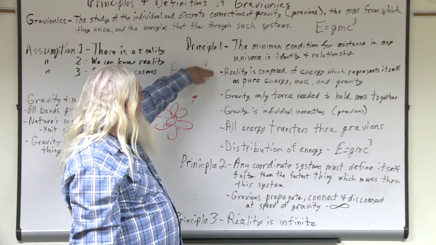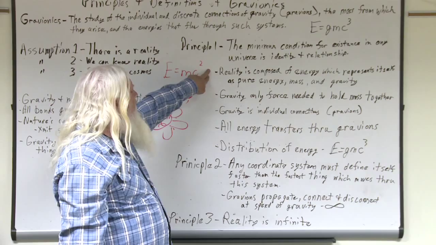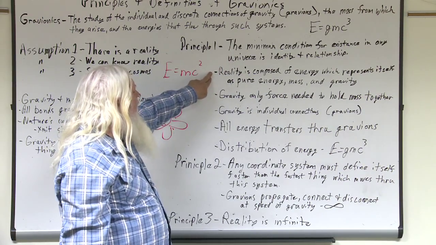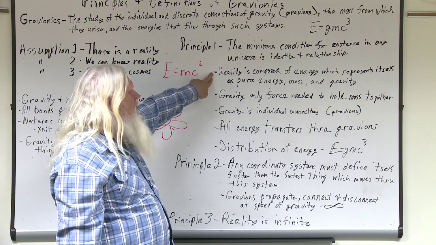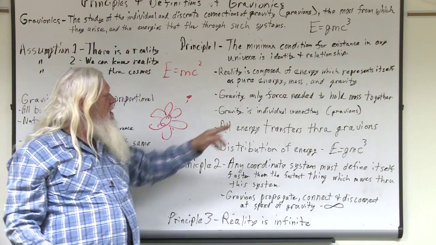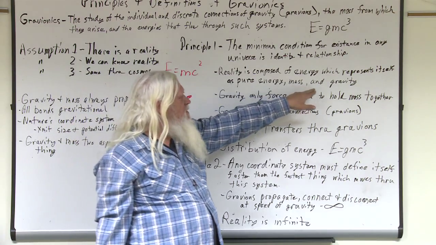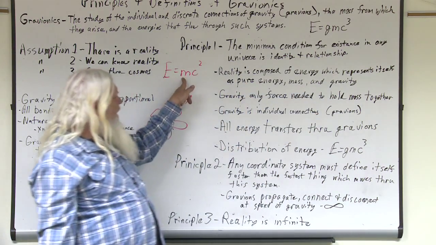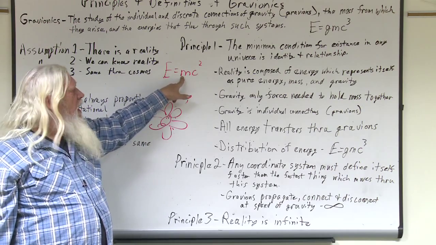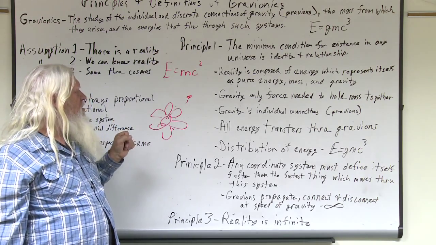So from that, I developed a few things that I think follow from the first principle. So all of reality is composed of energy. Some of that energy represents as pure energy that we see. Some of it represents as mass and represents itself as gravity. Einstein left gravity out of the equation, but everybody knows that gravity has energy. And I'm showing, I think, what the relationship is.